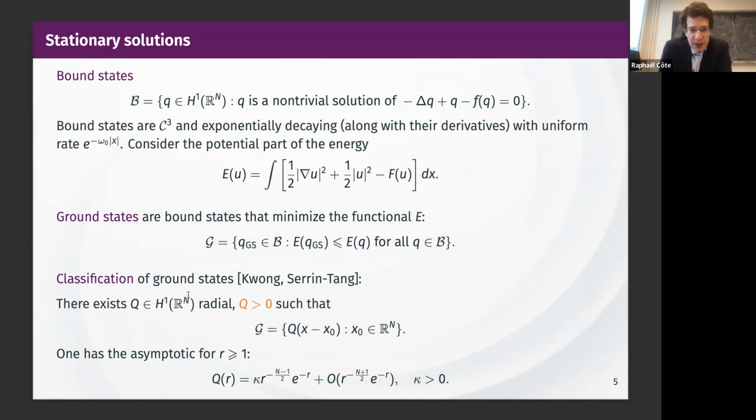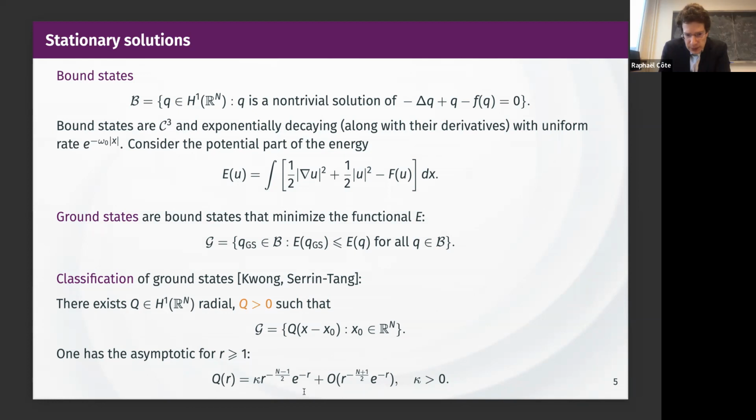You can tell that ground states are actually the translations of a fixed profile Q, which is radial and positive. So it's H1, radial and positive. Well, it's much more than H1 because you also have exponential decay, but it's positive. So this is a big criterion. And Q, if you see it as a function of the radial variable, solves an ODE, and it allows you to have this expansion.